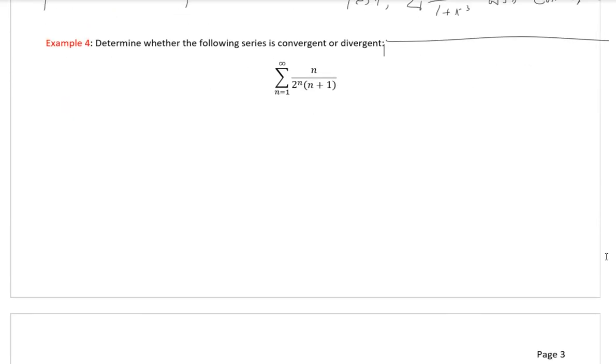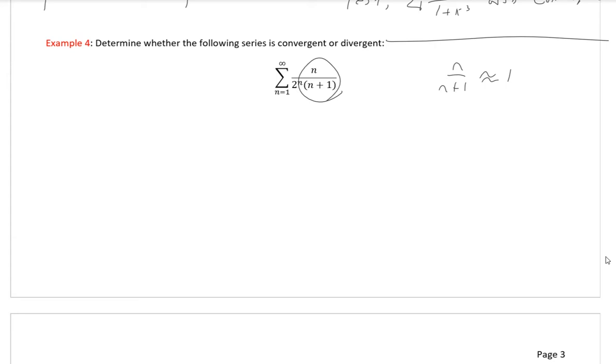Let's do one more with the standard comparison test, sometimes called the ordinary comparison test. We have n over 2 to the n times n plus 1. Alright, well, n over n plus 1 is akin to 1, more or less.